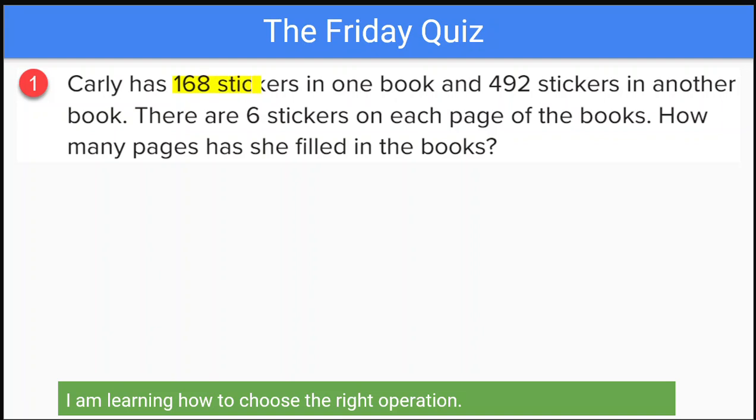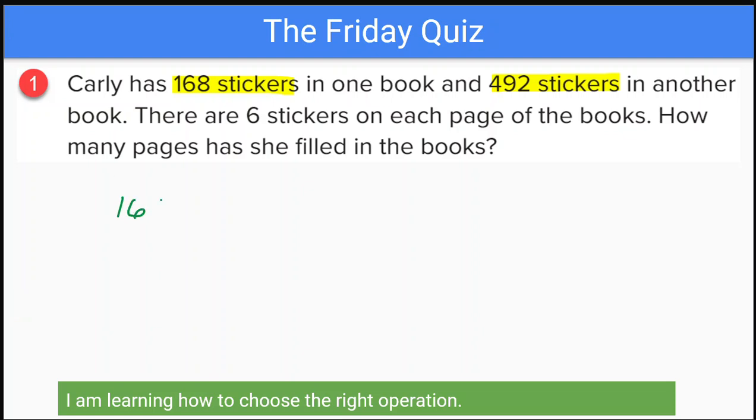Carly has 168 stickers in one book and 492 stickers in another book. There are 6 stickers on each page of the books. How many pages has she filled in the books? Well, we want to take 168 and 492 and add them together because we want to know how many she has total, right?